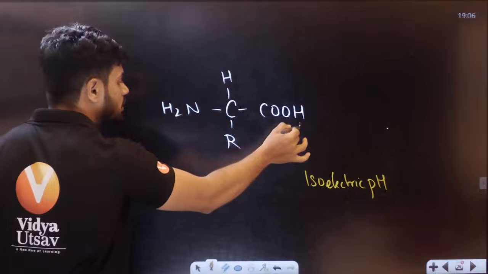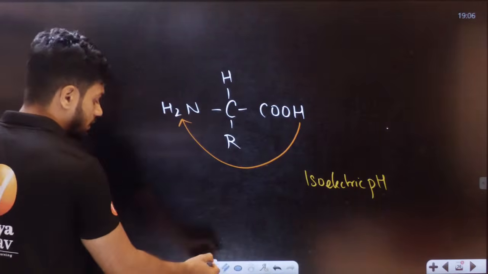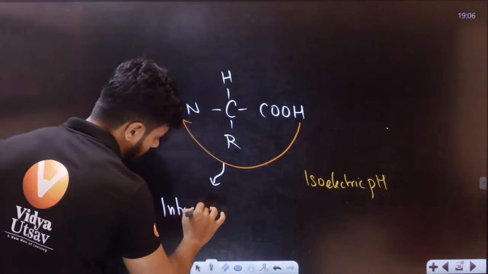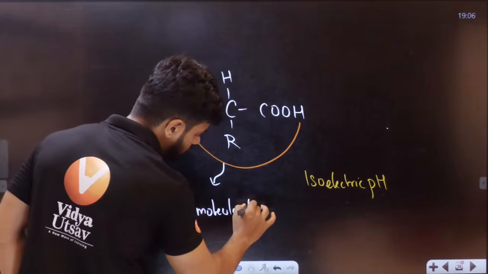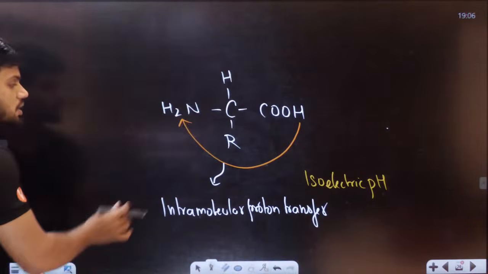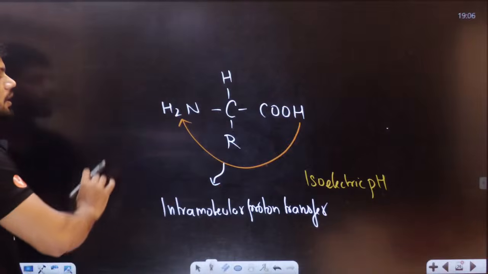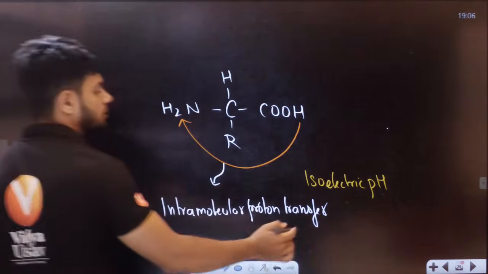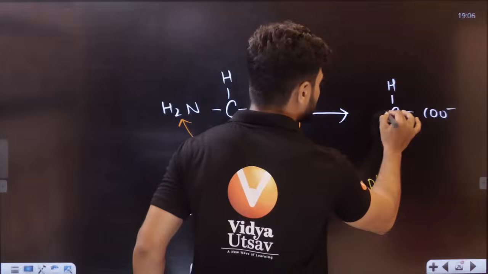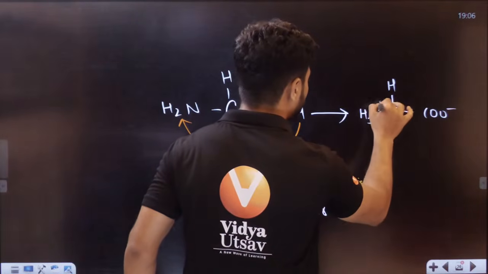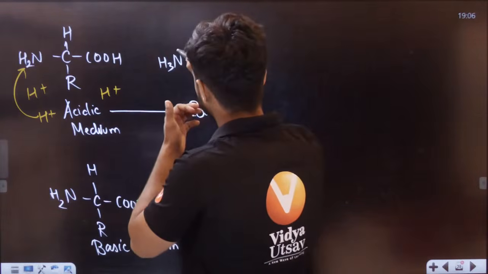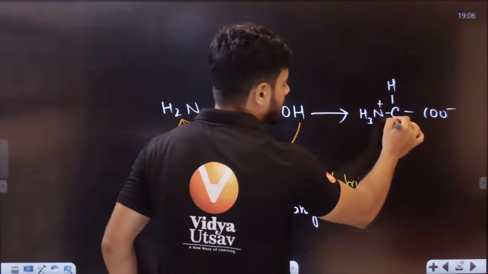This particular hydrogen is transferred here. Now that is called what, students? That is called intramolecular proton transfer. At a particular pH, there is something called intramolecular proton transfer. Because of this, what happens is that the carboxyl becomes minus here, and NH2 will become NH3 plus, and here we have hydrogen.